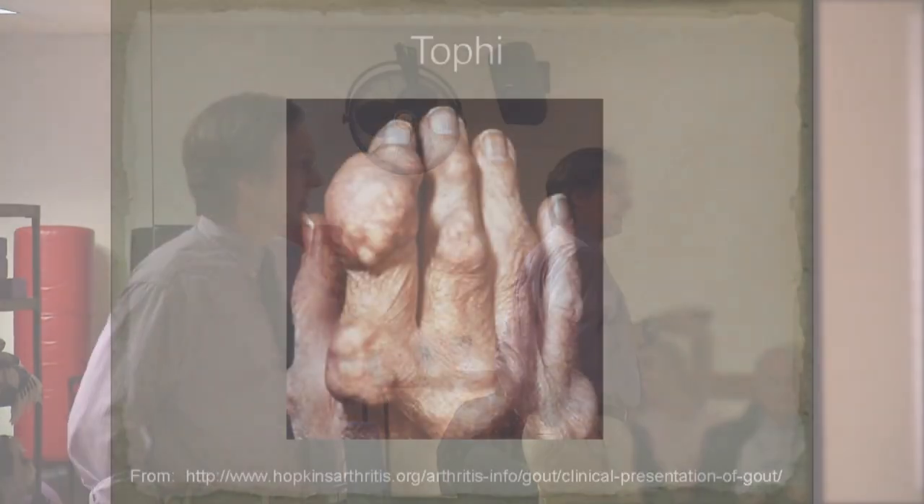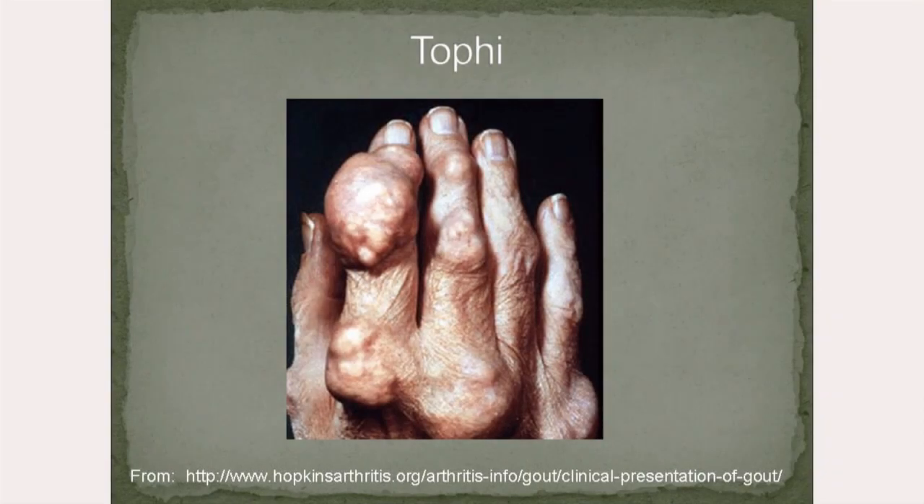This is what gout looks like if it goes untreated. These are tophi in this gentleman's fingers. I did part of my training at Harbor UCLA, and we actually get quite a few patients who aren't getting their gout treated, and they show up looking like this. It's really a horrible, horrible thing, as you can tell.